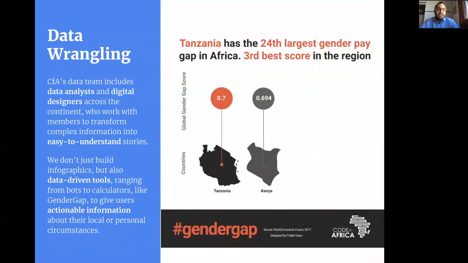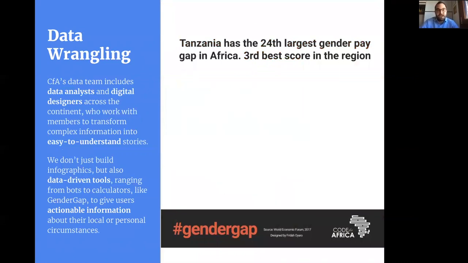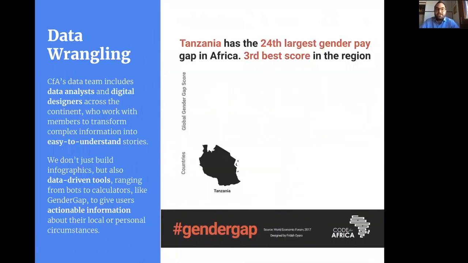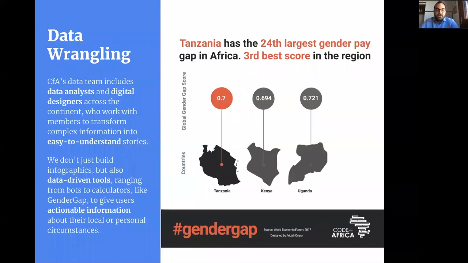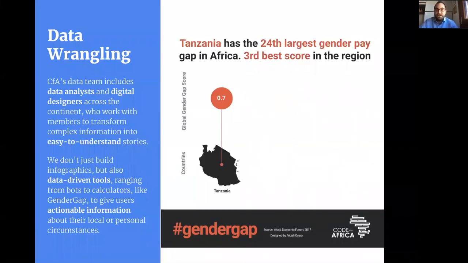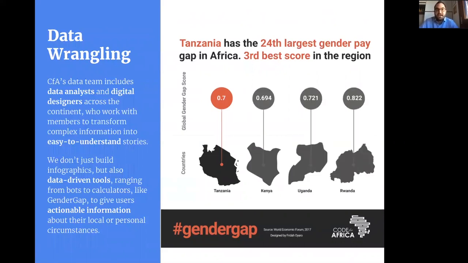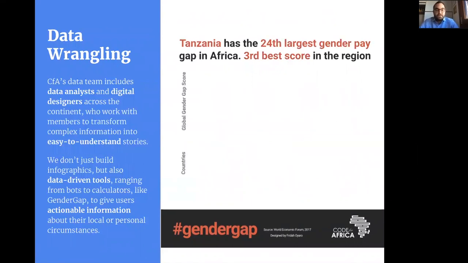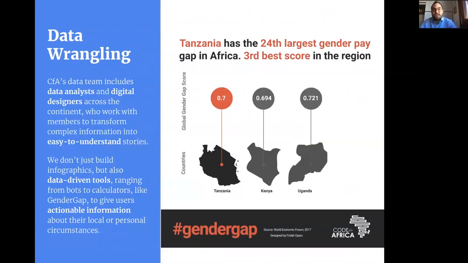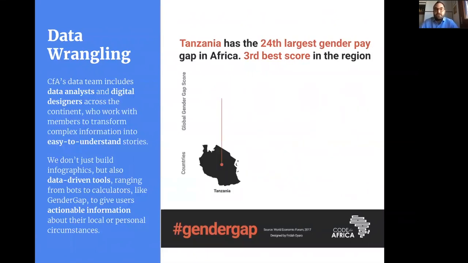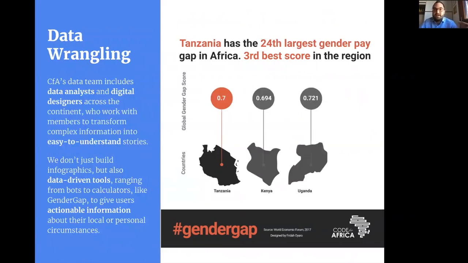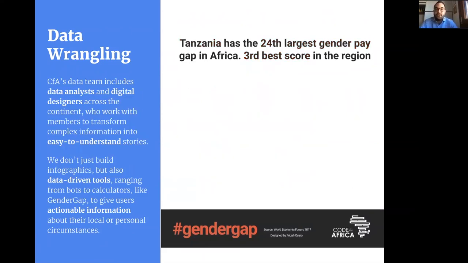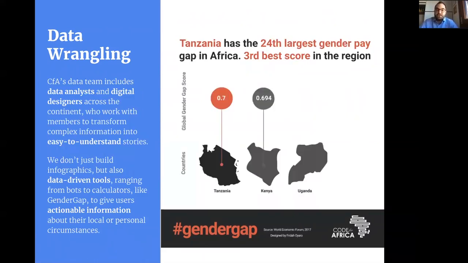But first of all, I want to spend a couple of words on data wrangling. Our data team basically includes data analysts and digital designers who are trying to facilitate the communication of large data sets and to create impactful stories using these data sets. So we're not just creating infographics, but we are creating actionable data tools that can be used by citizens, by journalists, by civic activists, by anyone who has a mobile phone to connect to the internet and start using them for free.